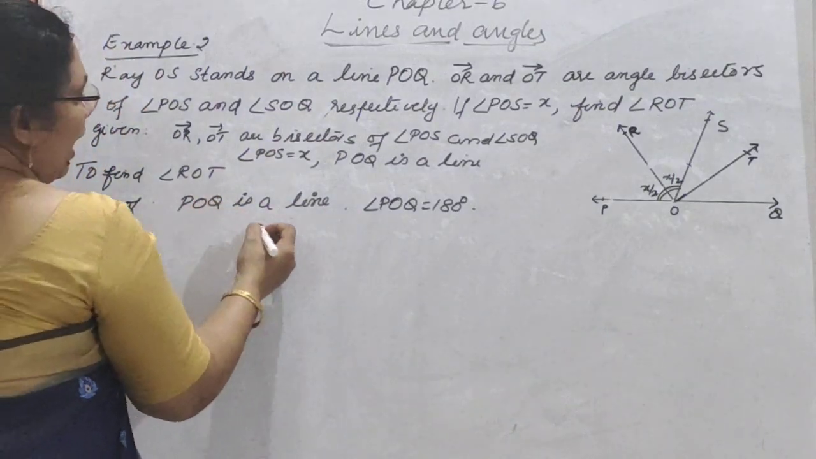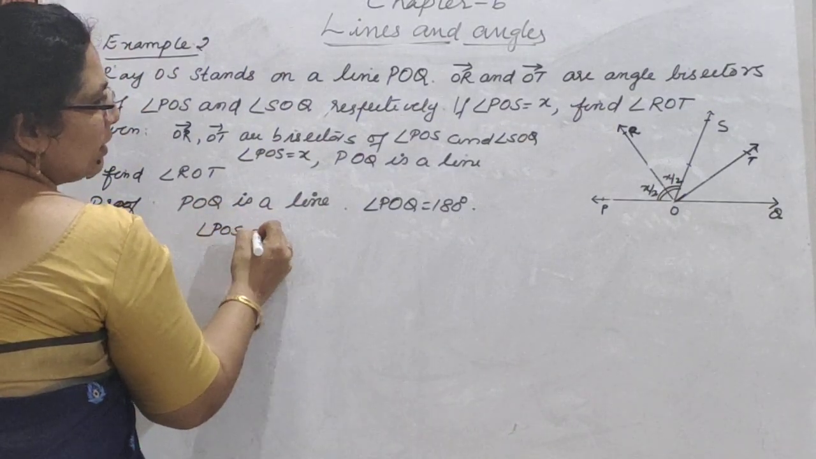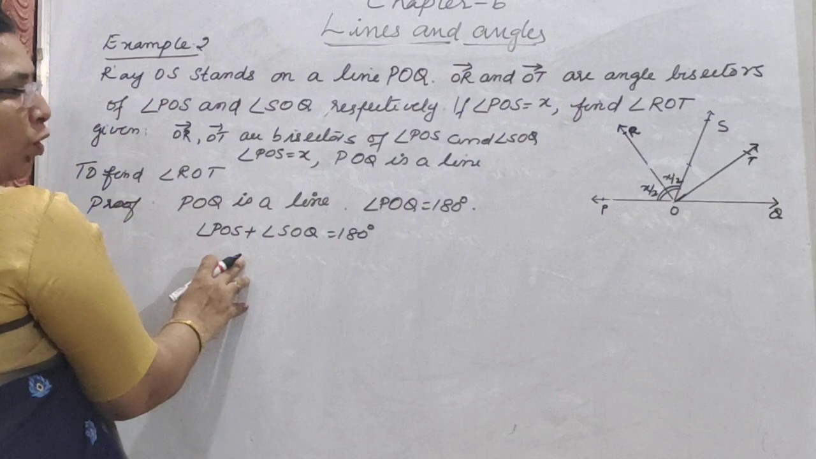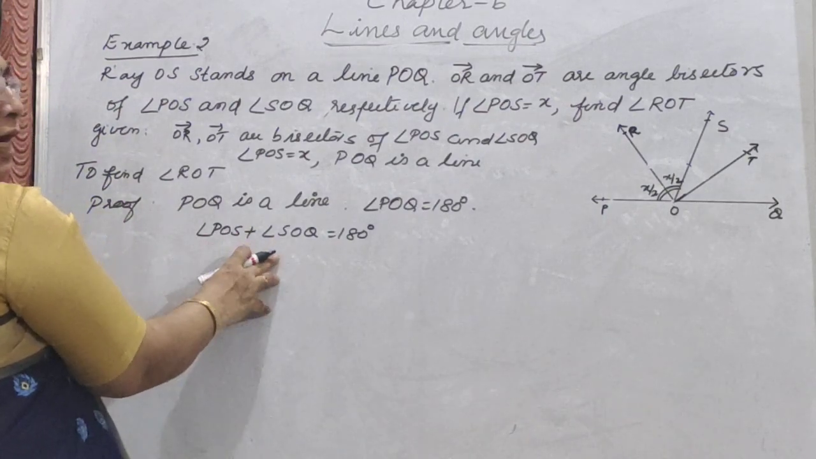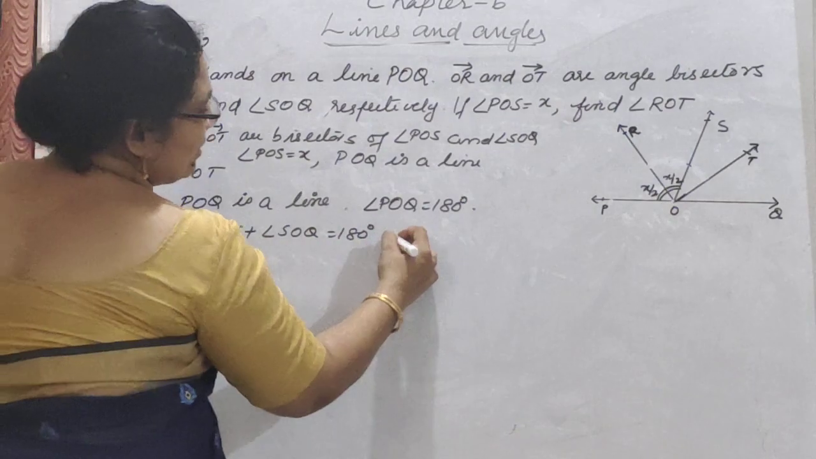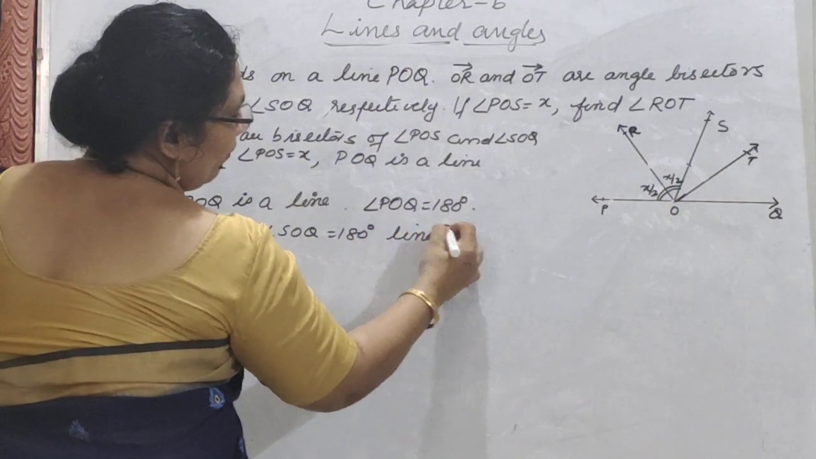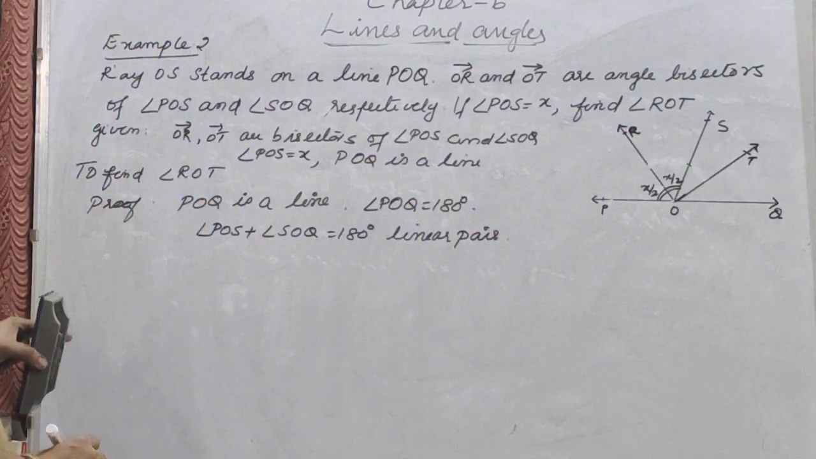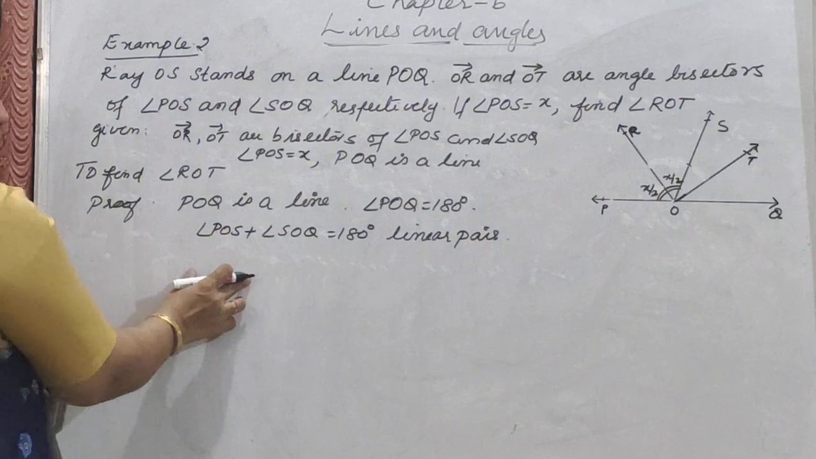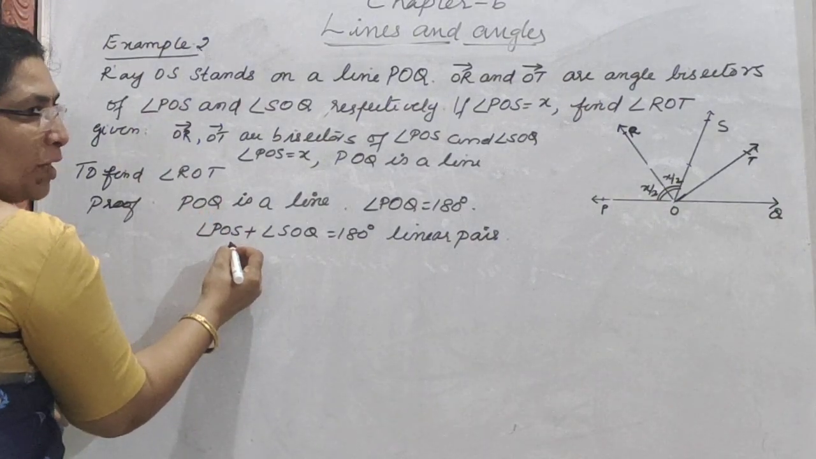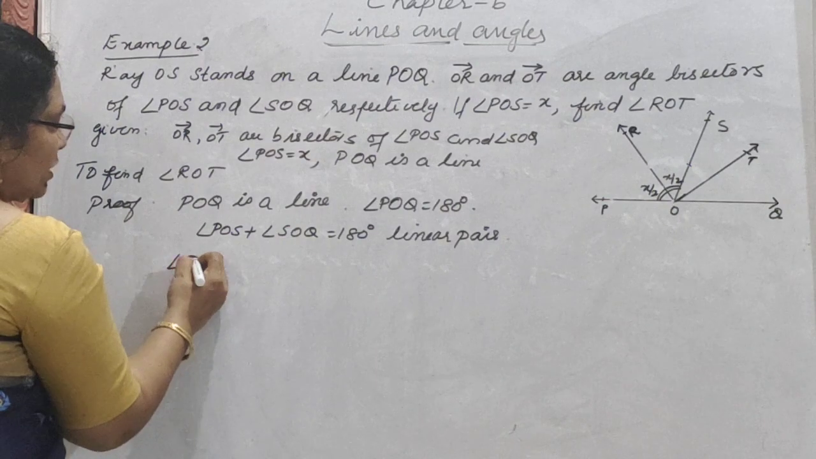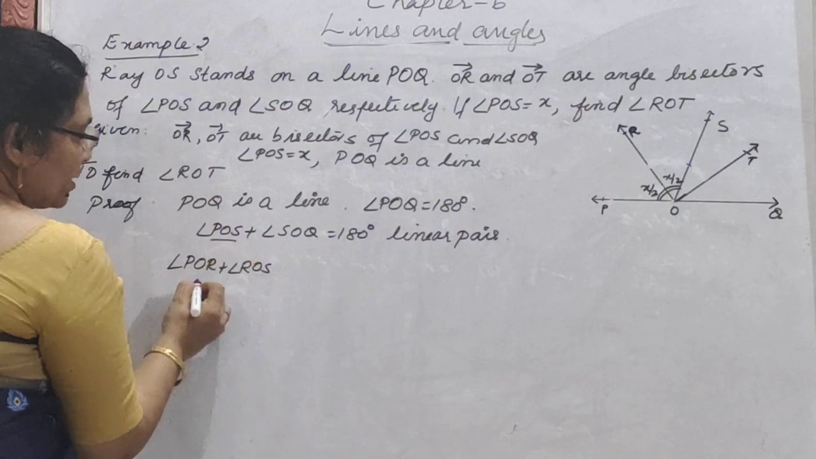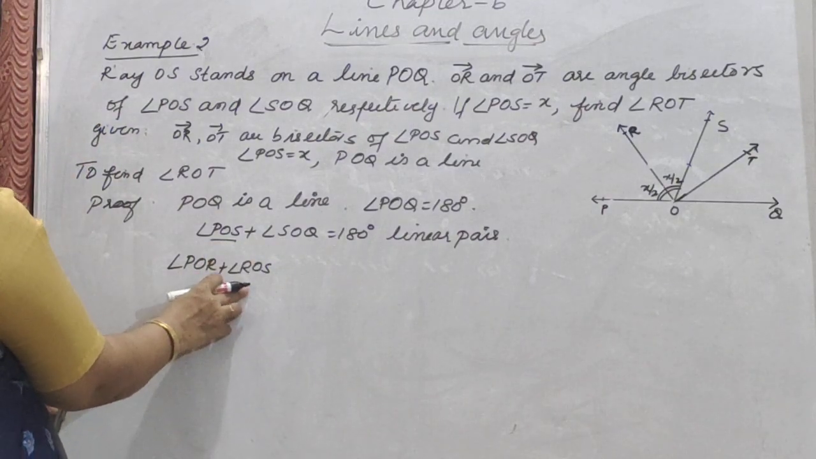Now I'll go for that. Angle POS plus SOQ equal to 180 degree. POS and SOQ are the adjacent angles I have taken, and the reason is linear pair. Now, because we need to find ROT only, I'll split the angles. In POS, how many angles can you see in the figure? 2 angles, which are angle POR plus ROS, right? Angle POS I have changed into POR plus ROS.